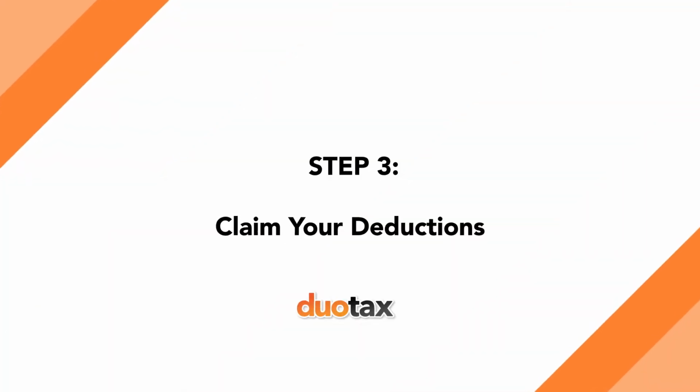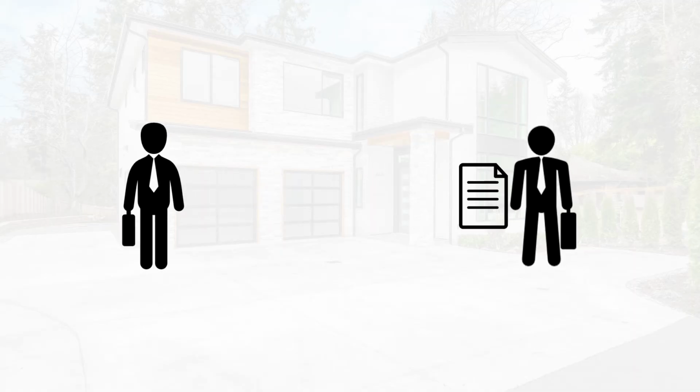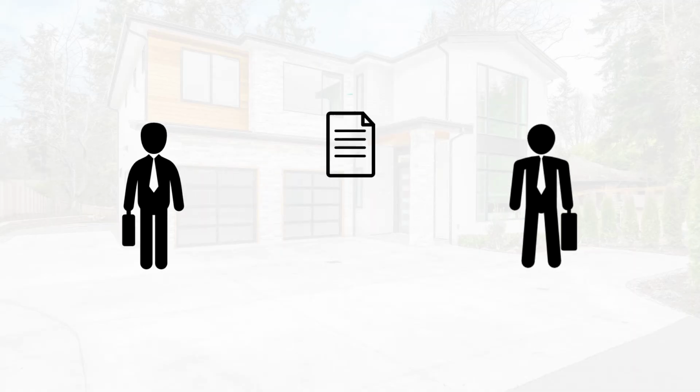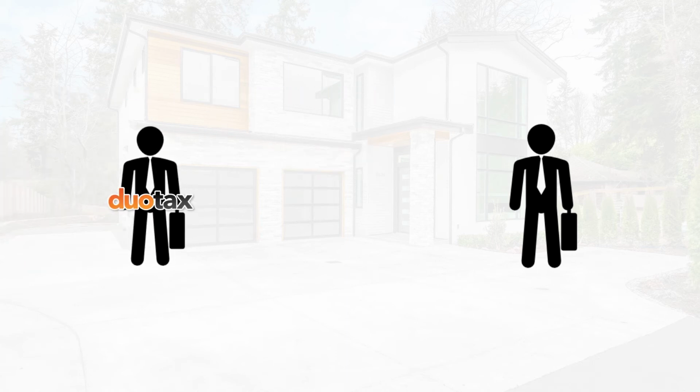Step 3. Claim your deductions. It'll take about 5 to 10 business days to finish off your personalised report. All you have to do is hand it over to your accountant and they will submit the results in your tax return each financial year. If you would like, we can even send a copy directly to your accountant on your behalf to save you the hassle.